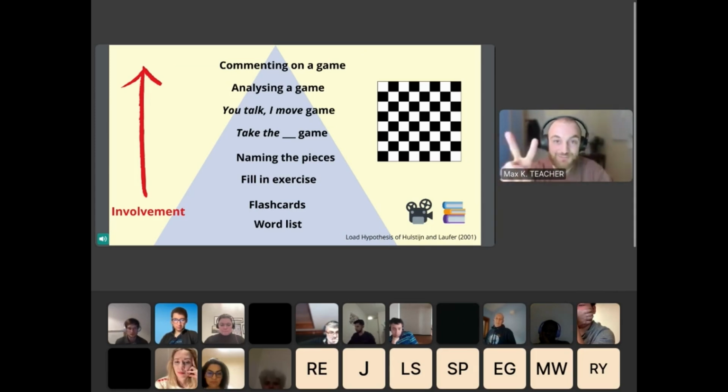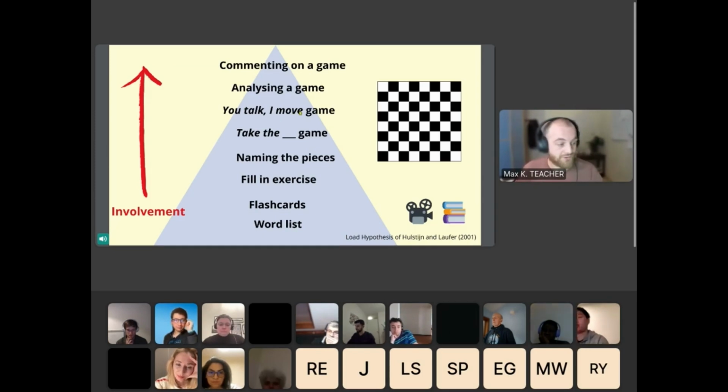There, what you're doing, you're combining the two hypotheses, right? You're using the input hypothesis because you need to understand the word. And you're using the output hypothesis because if you say rook and he gets the bishop, well, something is wrong. So interaction is the best way to do things like this and actually remember them.